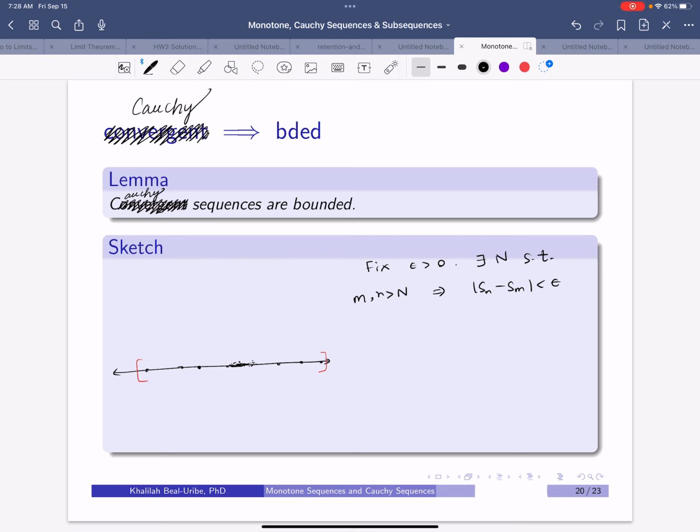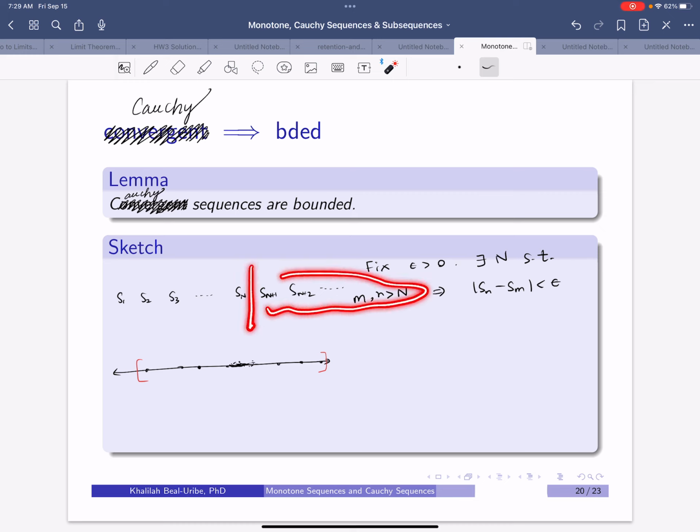So now think about our terms here. So we've got S1, S2, S3, Sn, Sn plus 1, Sn plus 2, and so on. And we're saying that after this point, any of these terms here are within epsilon of each other. So in particular, any of these terms are within epsilon of this one.